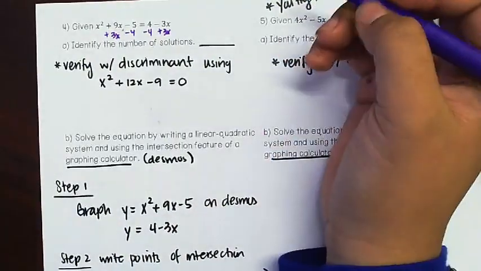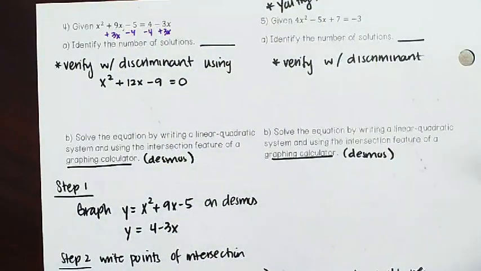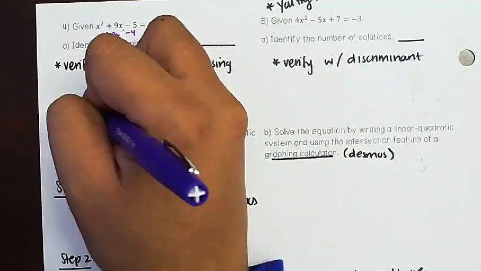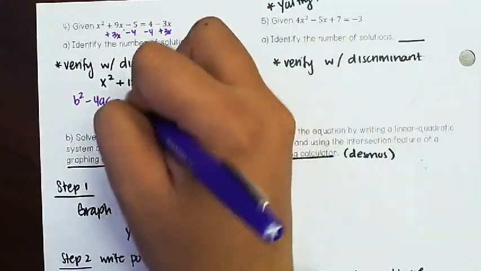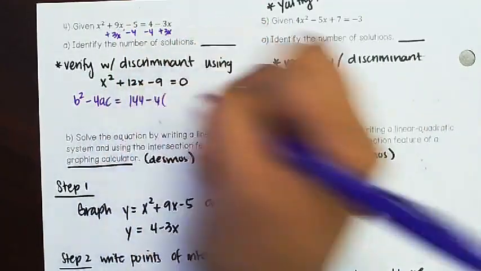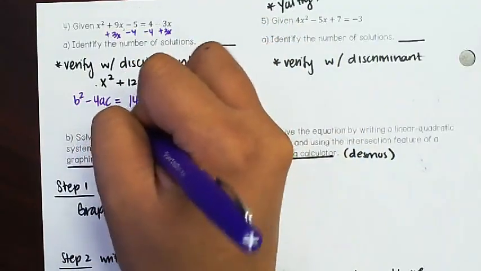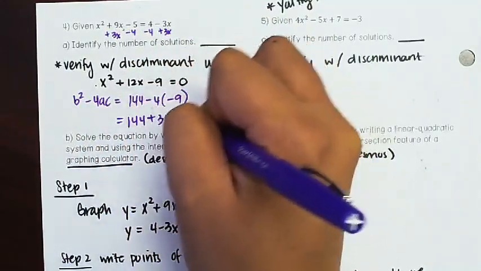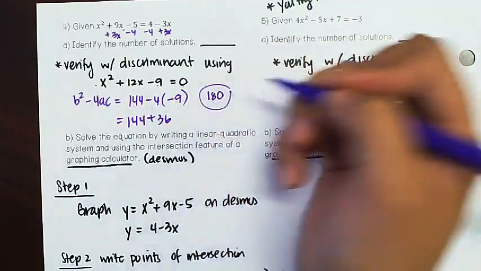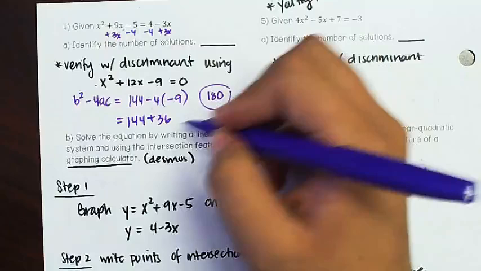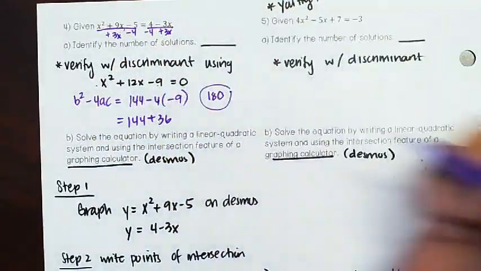Now, the number of solutions, well, I say verify using the discriminant. So in this case, I could just go with b squared minus 4ac. That would be 144 minus 4 times a times c, which is negative 9, so 144 plus 36, which is 180. Because that is a positive number, that means that it touches the x-axis twice. Or in this case, that means that this and this touch twice.